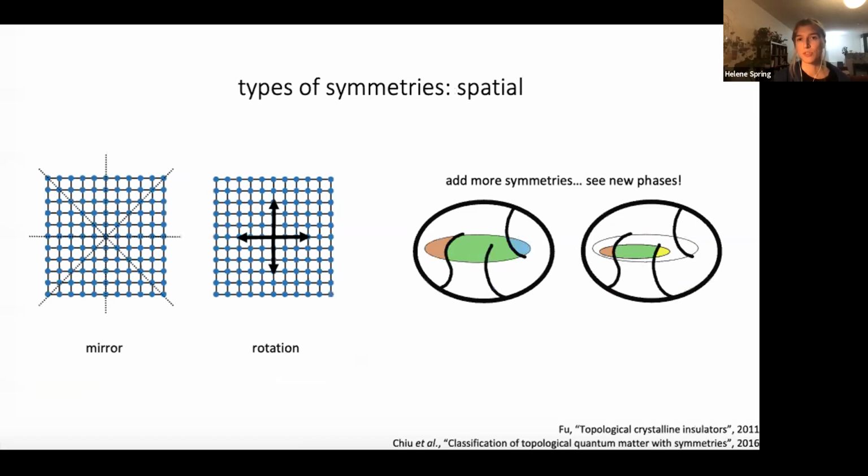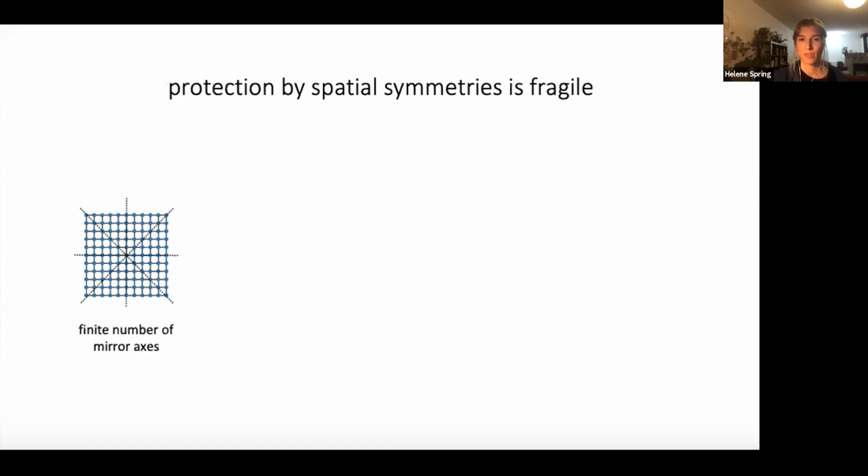So throwing spatial symmetries into the mix has extended this classification. This new classification is ongoing, and case in point, this talk is actually about some new entries in this classification. Unlike non-spatial symmetries, however, spatial symmetries have an important limitation. Since a crystal only has a finite number of, for example, mirror axes, not every edge has mirror symmetry. What this means is that the topological protection by mirror symmetry is dependent on the orientation of the edge.